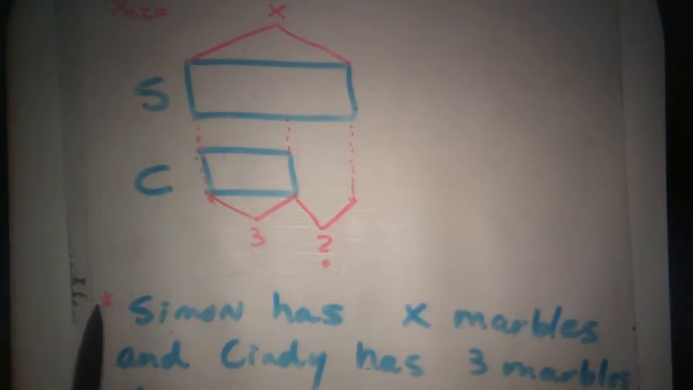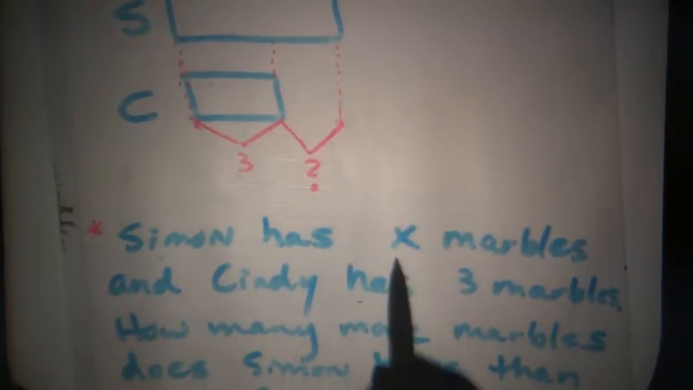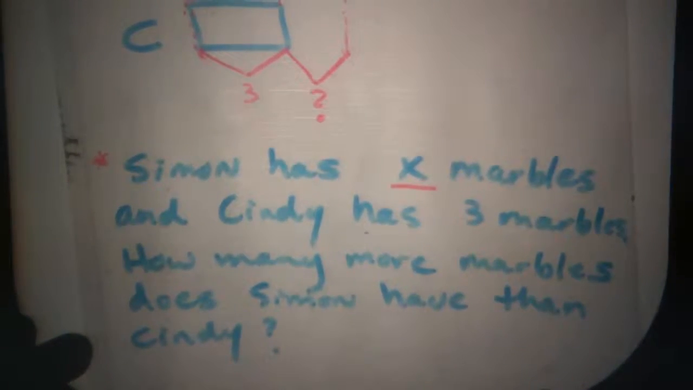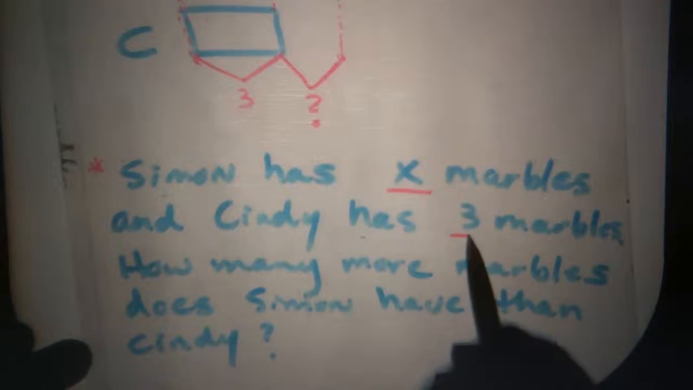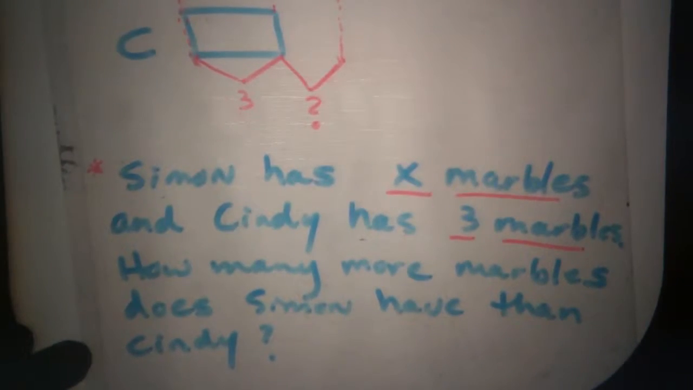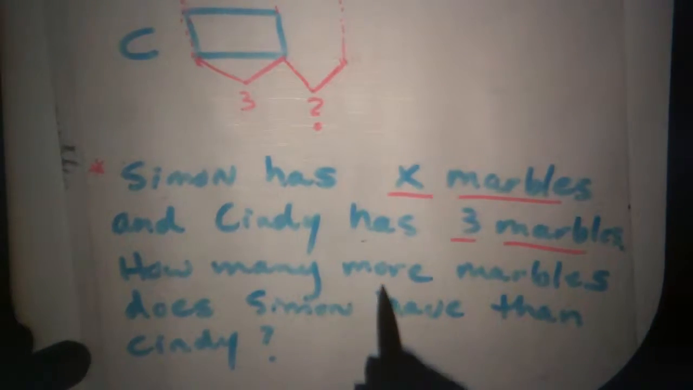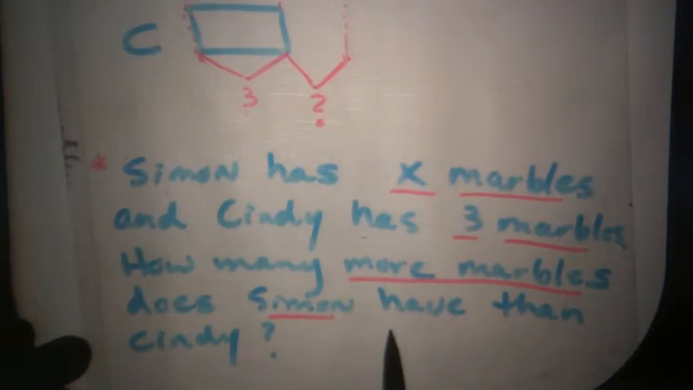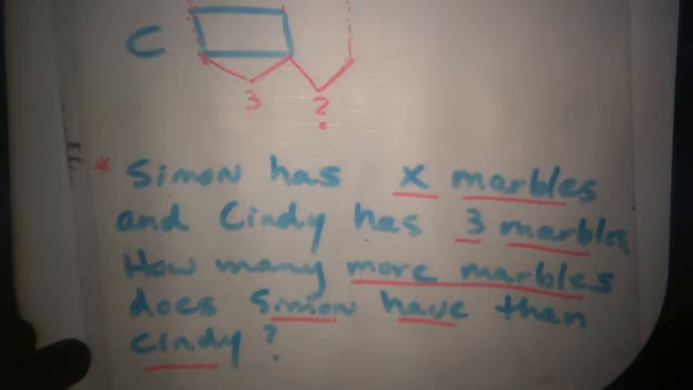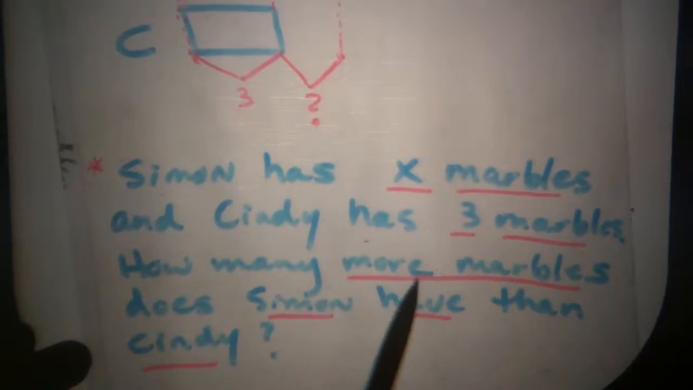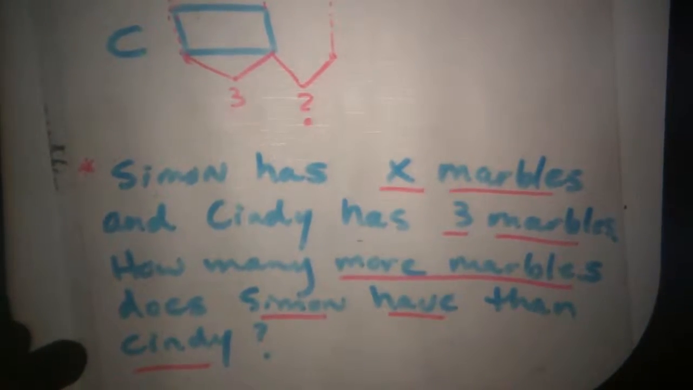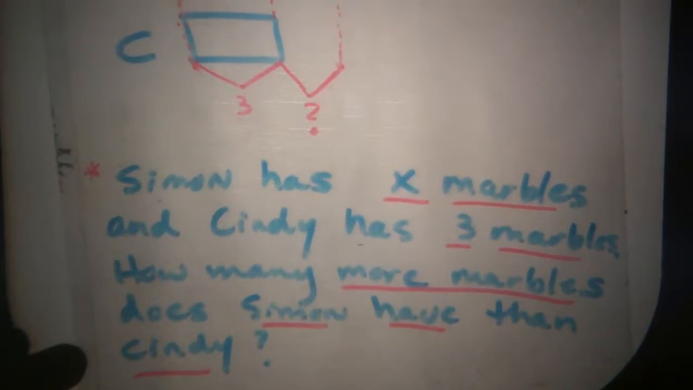Here's our word problem. Simon has X number of marbles. And Cindy has 3 marbles. How many more marbles does Simon have than Cindy? So you see, I underlined some of what I would think is important information that I may have to come back and use or put into an expression.